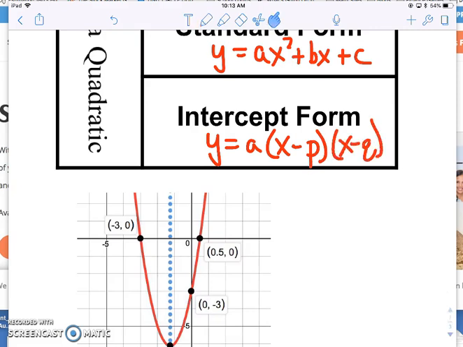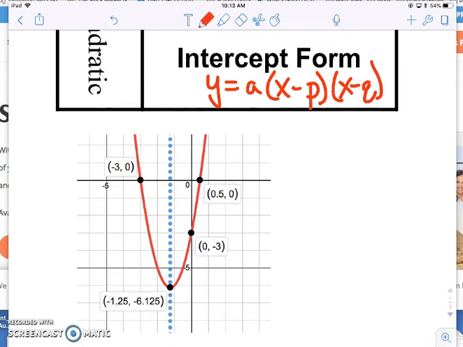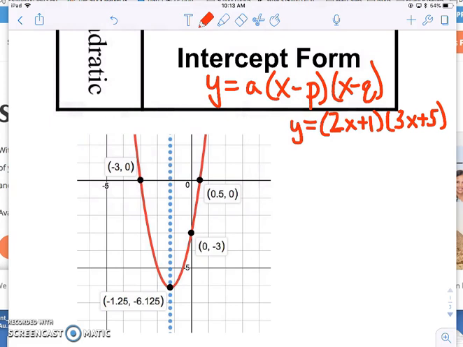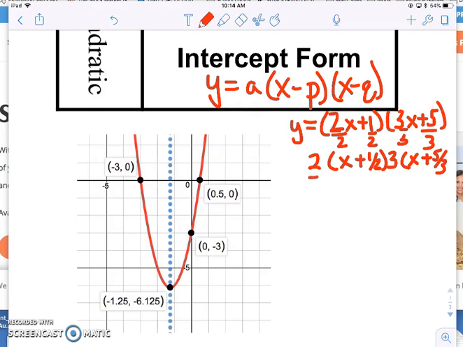One thing I want you to note on intercept form is that it's very close to last year when you factored. But if you had an equation last year in factored form, like 2x plus 1 times 3x plus 5, to turn it into intercept form with that a out in front, we have to get rid of these coefficients. So we divide by 2 and divide by 3. The 2 comes out in front, so we have x plus a half. The 3 comes out in front, so we have x plus 5/3. And then we multiply the 2 and the 3 together.